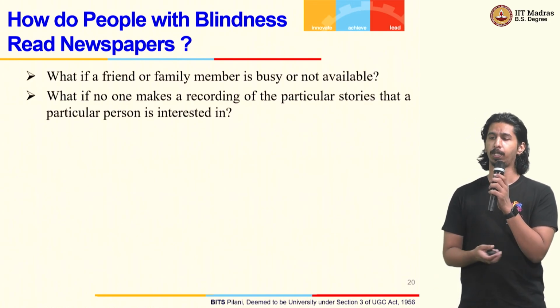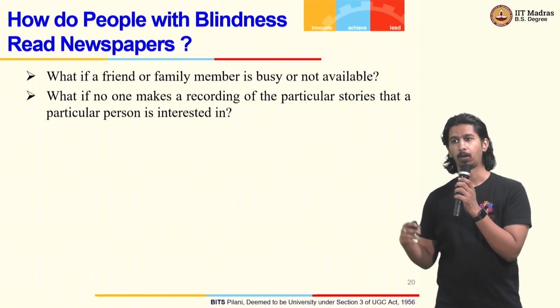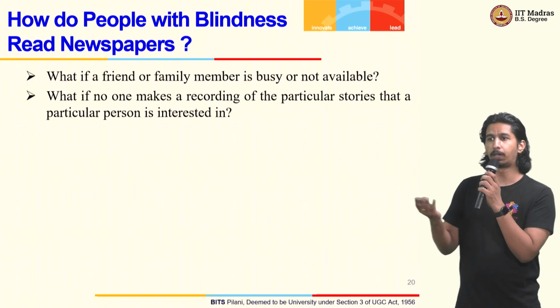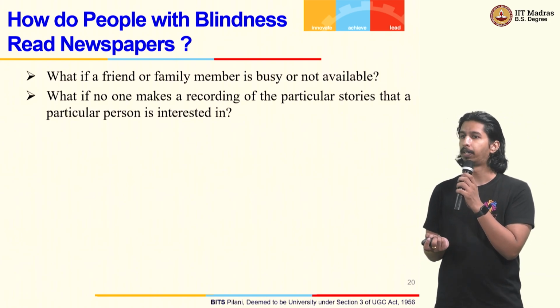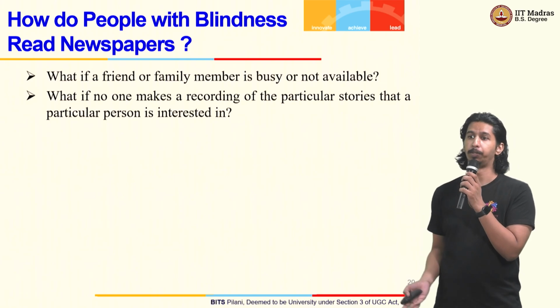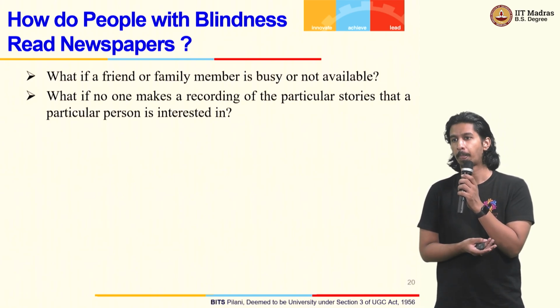So in the next option, maybe the friend or family is not available, right? They're busy and not available at the moment. Or it might also be the case that they're just not ready to help. That's also a case, right? People might think, why is it that daily I'm reading out news to this person? Maybe they can also think of this as a burden.